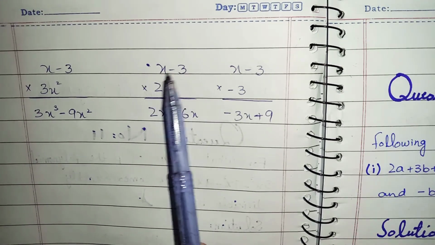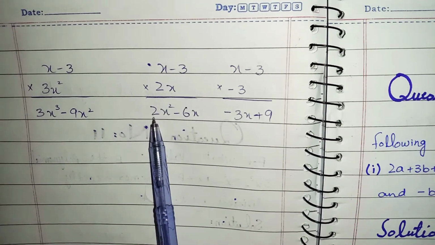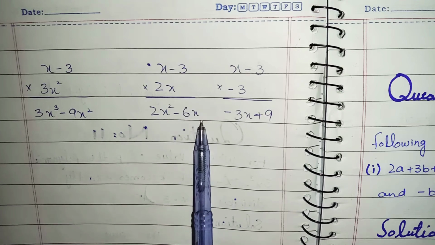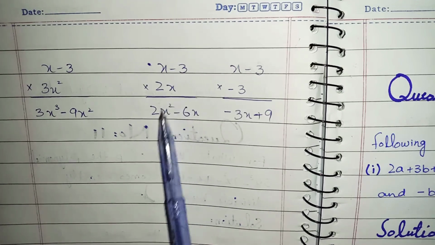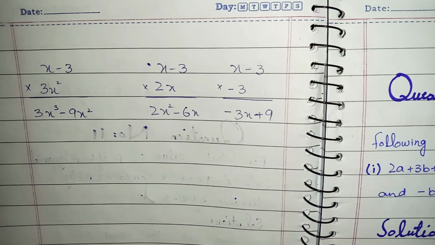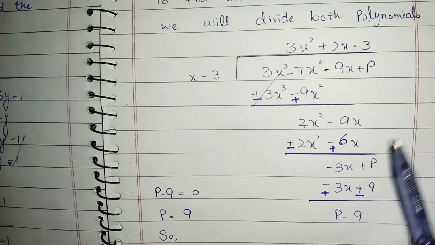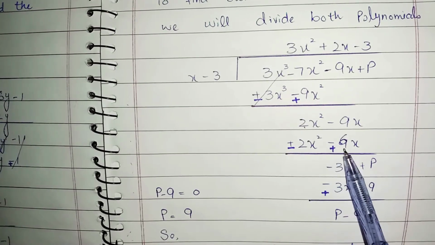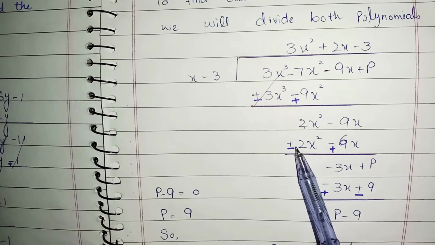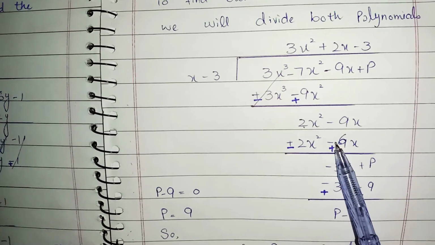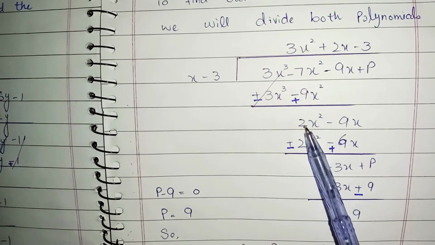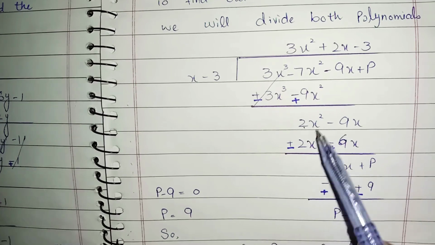When we multiply x minus 3 into 2x, we got 2x square minus 6x. This is our quotient term, and these terms will be written under the same variables. So here we will write plus 2x square minus 6x. Next step is to change the sign. Here we have plus, we will change into minus. Here we have minus, we will change into plus. Now both terms are same but having opposite sign will cancel out.